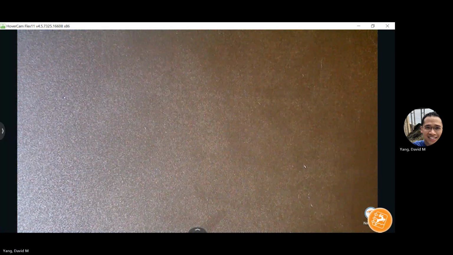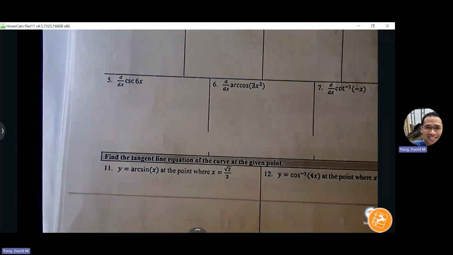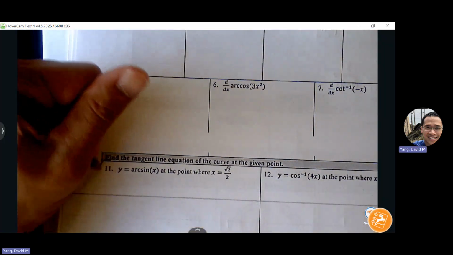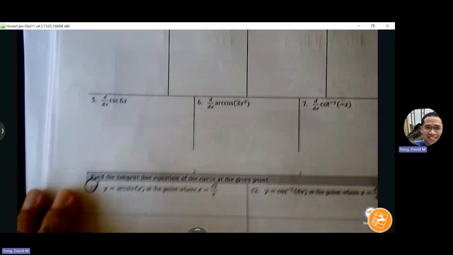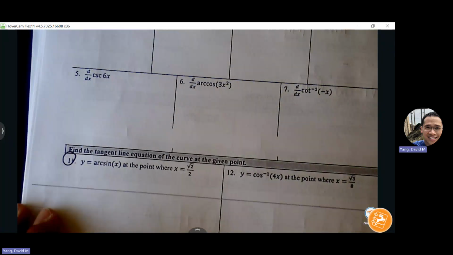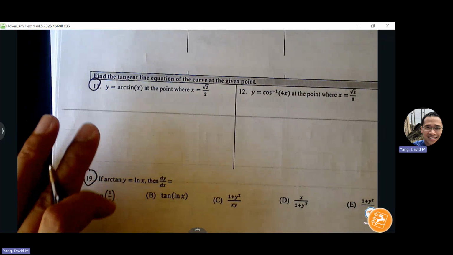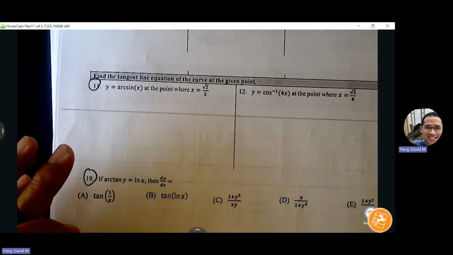Okay, let's go to page 26. Let's try 11, and if we have time, we'll do 19. So bottom of the page, 11 and 19, page 26. Find the equation of the tangent line. So find your ordered pair, find your slope, and use point-slope form.